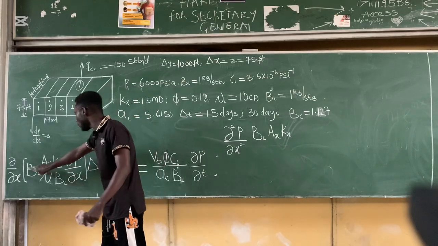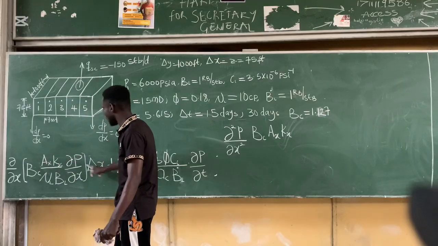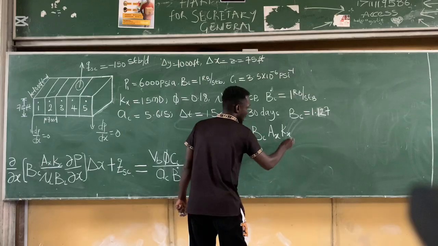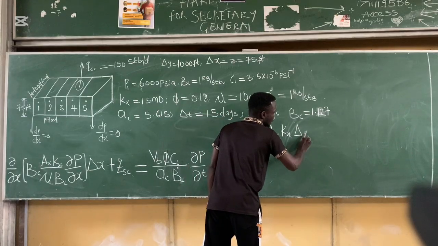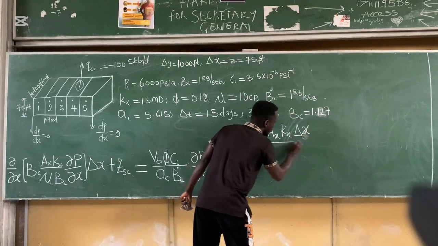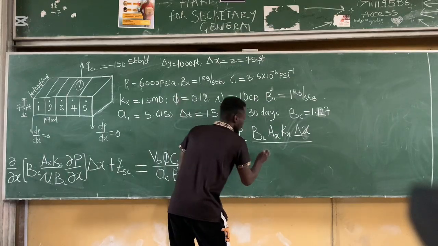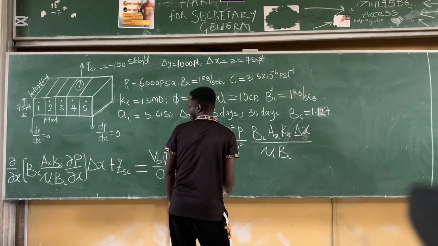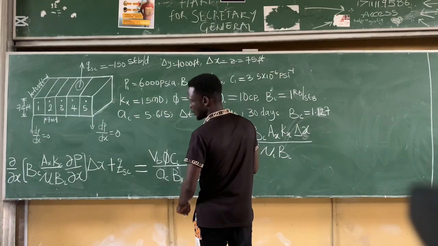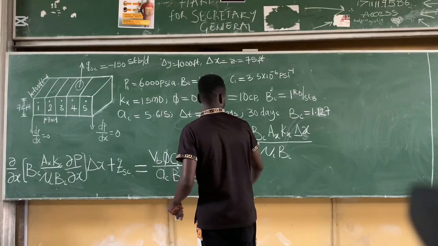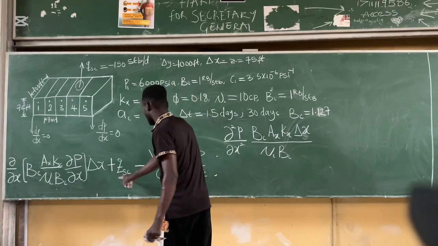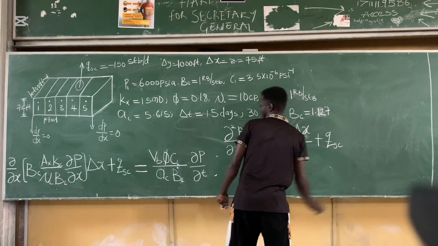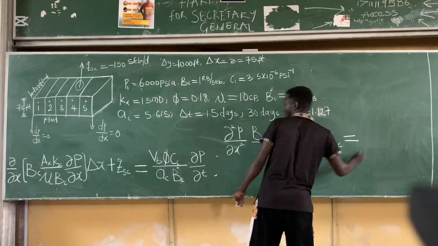If we put this at the numerator and also put this at the numerator, we are going to have Bc Ax kx delta x all divided by mu L BL, all divided by mu L BL. Then we have plus QSC. So this becomes plus QSC is equal to.